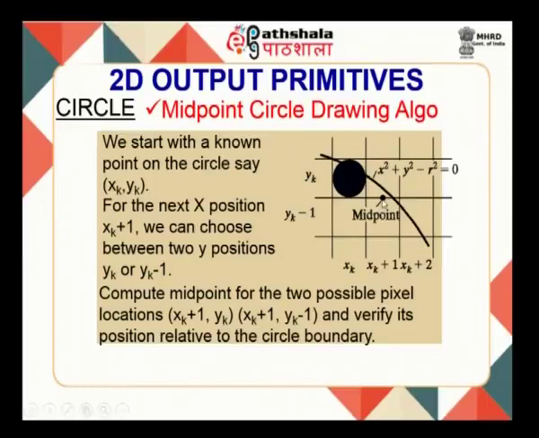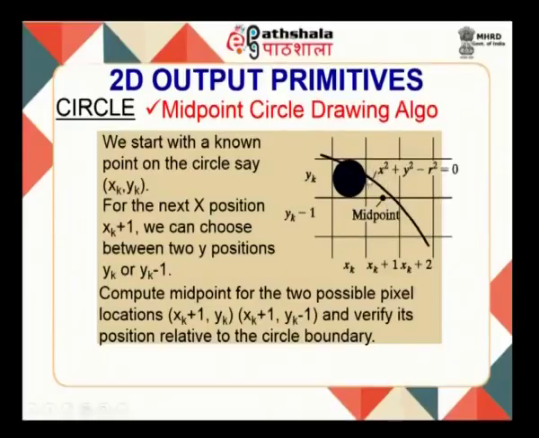So, what is the midpoint here? For the possible y positions, exactly choose the middle position. So, this position is the midpoint. The principle behind this midpoint procedure is, if the midpoint of the two possible pixel positions lies inside the circle boundary, that means the circle boundary is close to the upper pixel. Try to understand this. Let me repeat that again.